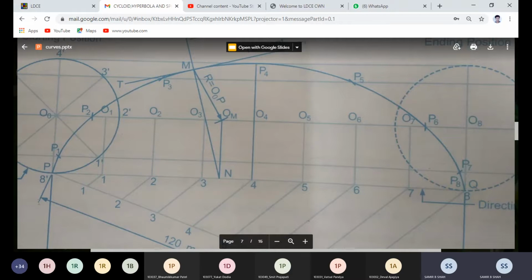Now divide the rolling circle into any number of parts. Here, as discussed earlier, we divide this circle into 8 parts, so we divide this line also into 8 parts. If you divide into 12 parts, then you also have to divide the straight line into 12 parts.